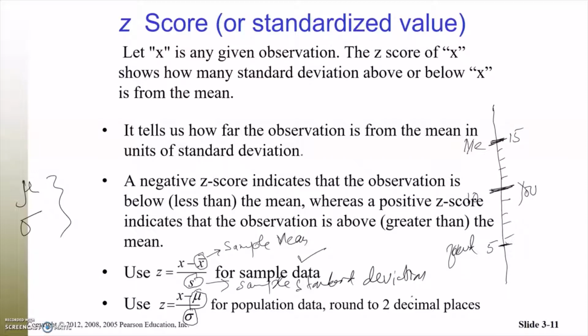Another important thing you need to remember: when we do this computation and get a decimal, we always round it to 2 decimal places. That's the thing you always need to remember when computing a z-score.